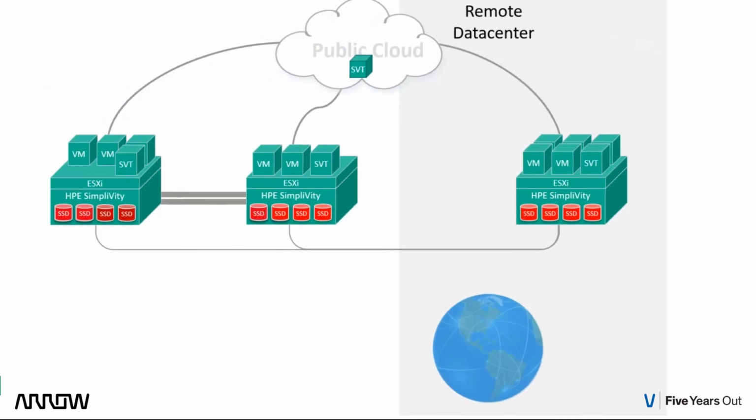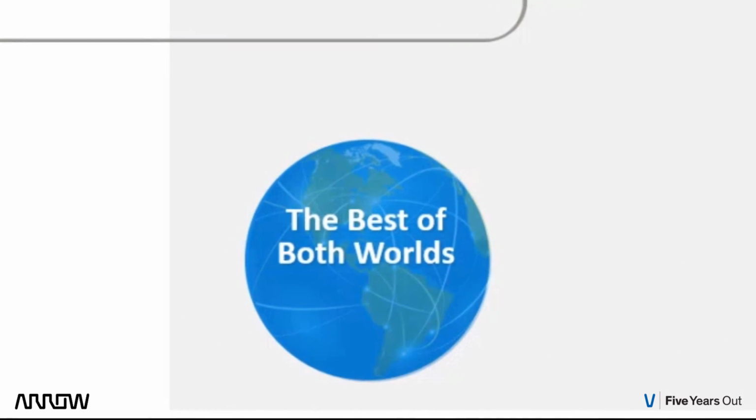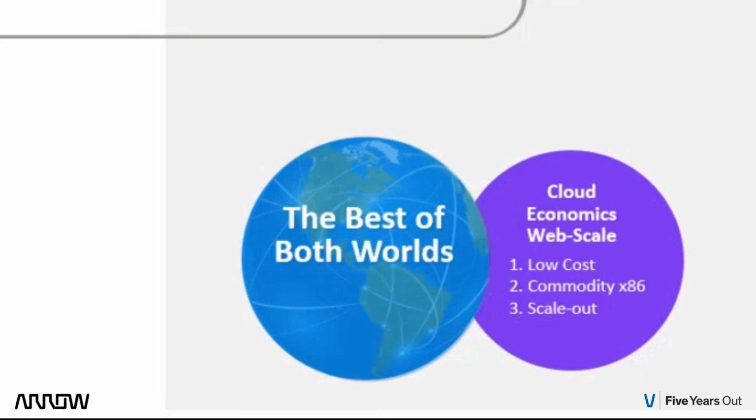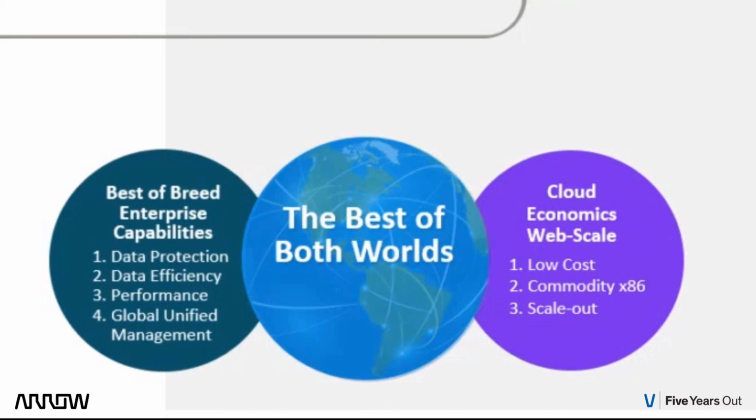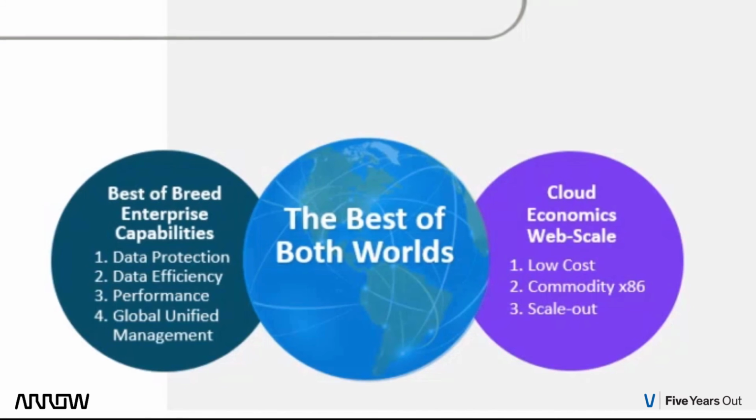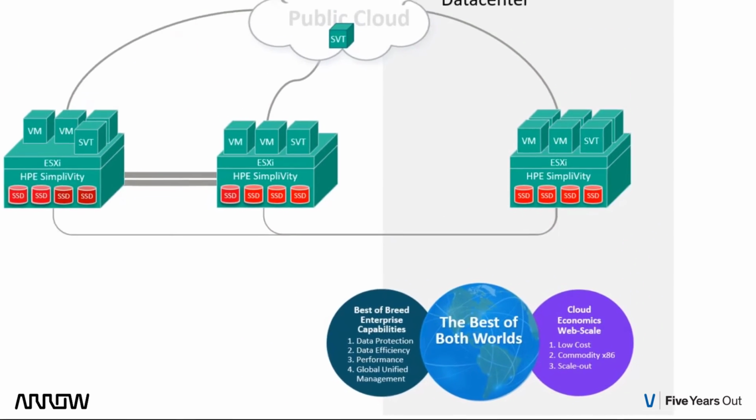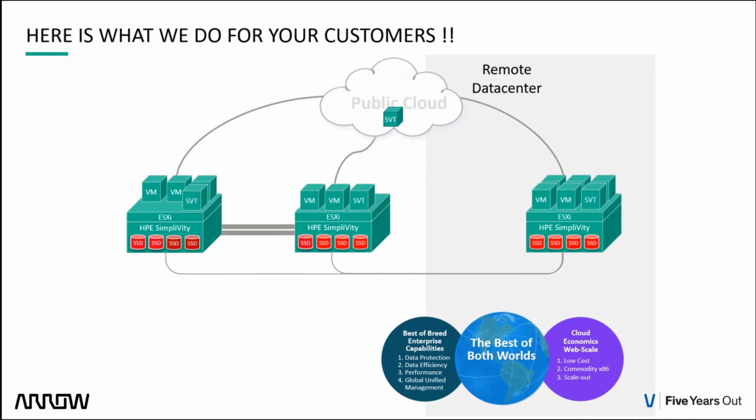Simplivity brings our customers the best of both worlds. Cloud economics with web scale, plus the native best-of-breed enterprise capabilities of awesome data protection, incredible data efficiency, predictably faster performance, and yes, 1 single pane of glass to manage your environment, locally and globally, and that is vCenter.